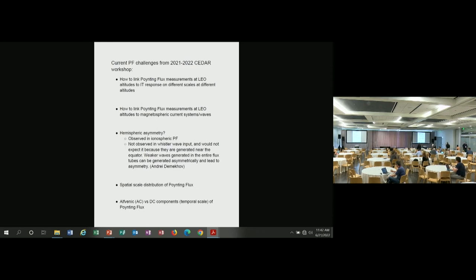In terms of the scale component, it seems that for the Poynting flux, the highest resolution, temporal and spatial, that we can get from the ground and the space-based observations is really going to be important. So funding agencies, in terms of enhancing the capabilities of the ground-based instrumentation, is absolutely an important thing for this, in addition to the modeling. So just a comment. Yeah, thank you, Simon.